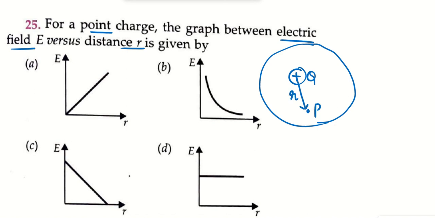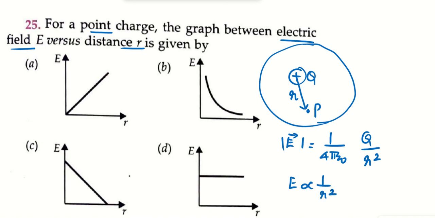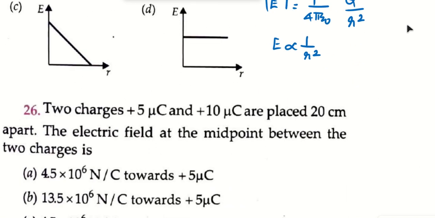Now at point P, the electric field can be written as 1 by 4 pi epsilon naught q divided by r squared. So if you see E is proportional to 1 over r squared, so the correct graph is B. So here only E decreases as 1 over r squared. Let's move on to the next question.